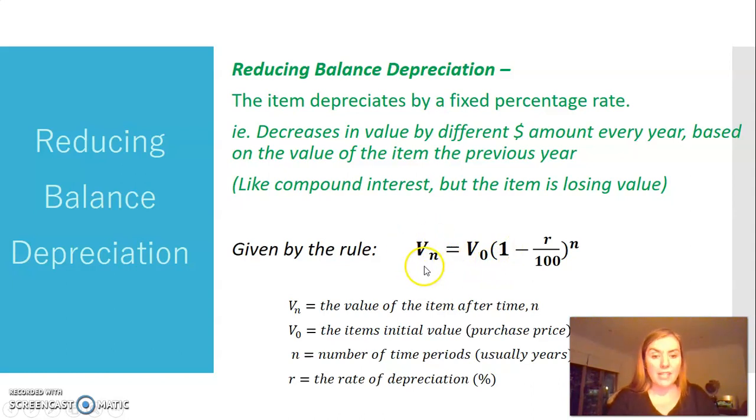Again, these variables haven't changed. Vn is the value after n time periods. V0 is our principal, our initial buy price. R is your percentage depreciation per annum, and that's to the power of n, which again refers to the number of time periods, or number of years generally, for depreciation.